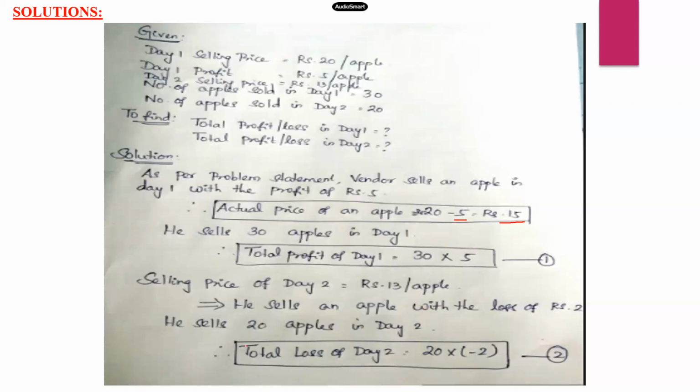Okay. So he sells 20 apples on day two. The total loss of day two is what? 20 into minus 2. So we got two equations. One is the day one profit, 30 into 5. The second is the day two loss, that is 20 into minus 2. Then we have to apply the Booth multiplication algorithm. The Booth multiplication algorithm is most suitable for negative numbers, but it is possible to perform positive multiplication also.